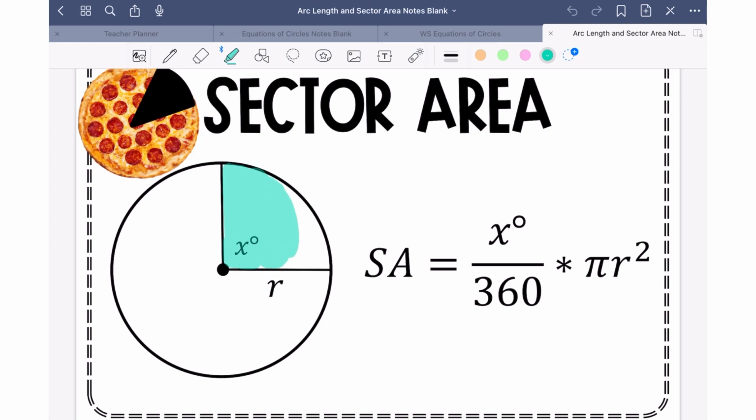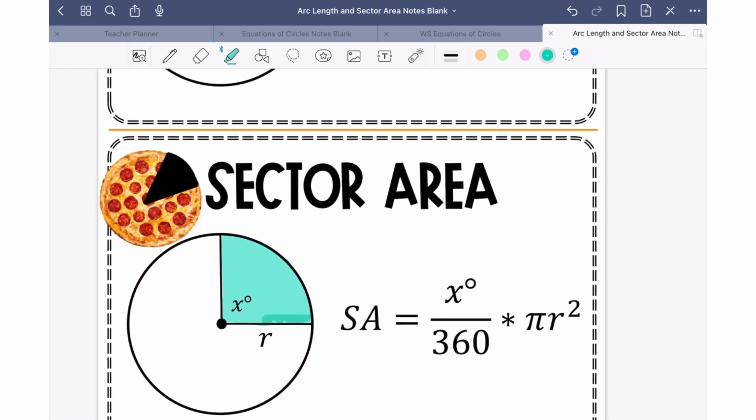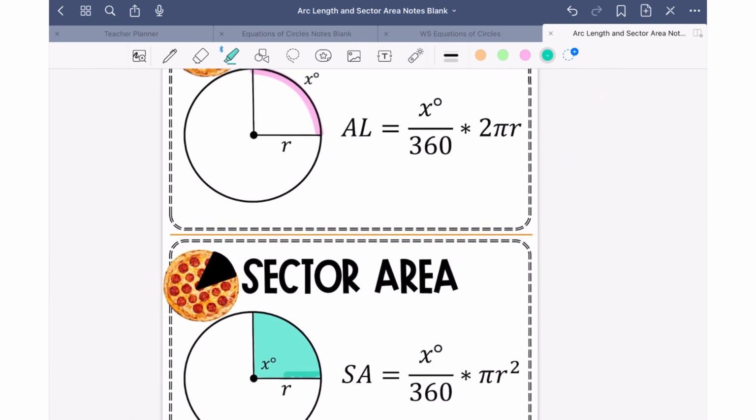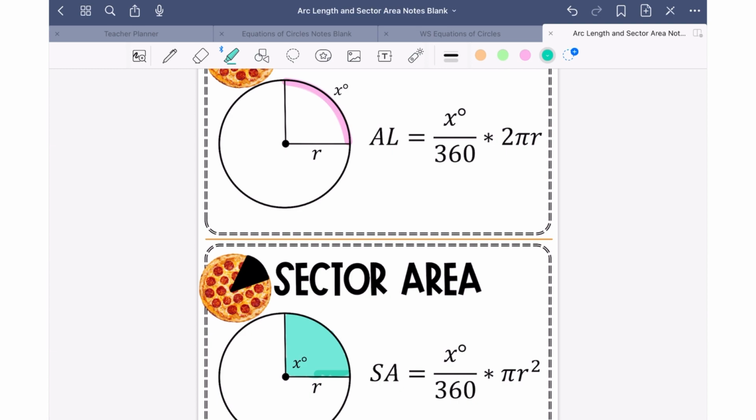Of course, I'm just using pizza as a reference. We're not really doing that unless you want to go calculate the sector area of your pizza. But this is what it is talking about. And so in this equation, it kind of looks similar to arc length, if you notice. But the biggest difference here is that instead of multiplying by the circumference, we are now multiplying by the area of that circle. So let's get started over here.